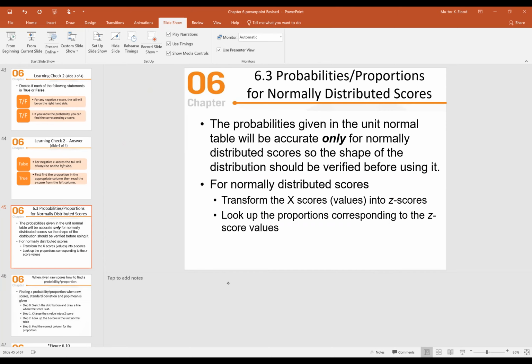Okay. So, probabilities and proportions for normally distributed scores. The probabilities given in the unit normal table are only accurate for normally distributed scores. So the shape of the distribution should be verified before you use it. It has to be a normal distribution. So for normally distributed scores, to answer some of these questions, we're going to transform the x-score values into z-scores. Then we're going to look up the proportions corresponding to the z-score values.